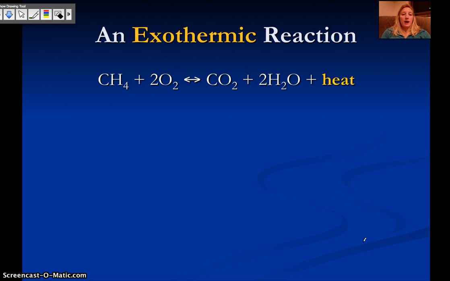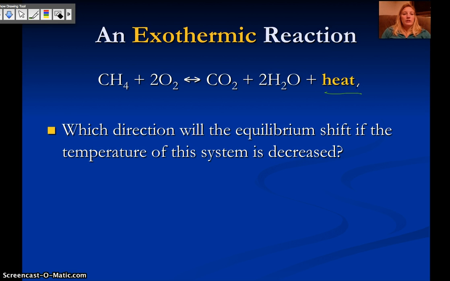So in this reaction, methane plus oxygen yields CO2 plus water. It's a combustion reaction, so heat is coming out of that combustion. What direction would the equilibrium shift if the temperature of the system were decreased? So think about this again. Think about your scales. We have reactants and products, and this time heat is a product.